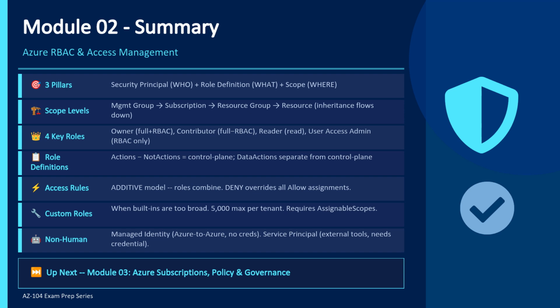Role definitions contain actions, not actions, data actions. Effective access is the actions minus not actions. Control plane and data plane are separate. Access is additive. Combine all role assignments, then check for denies. Deny beats allow. Custom roles, use when built-ins are too broad.